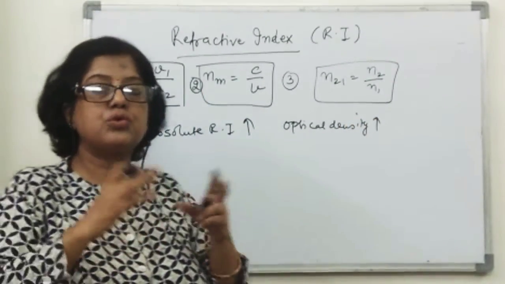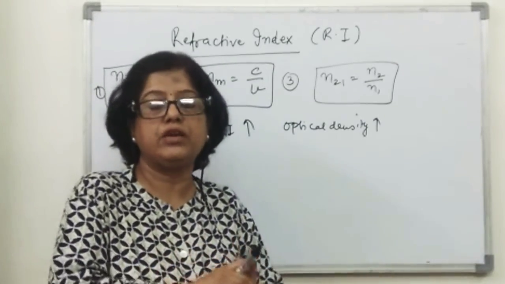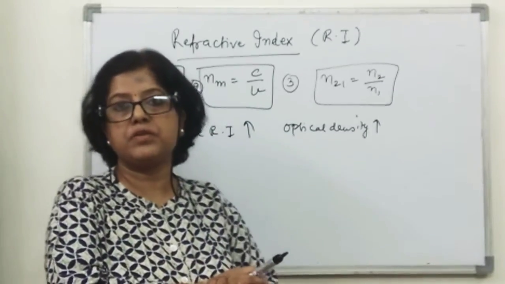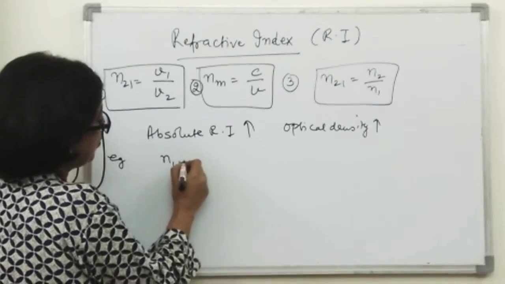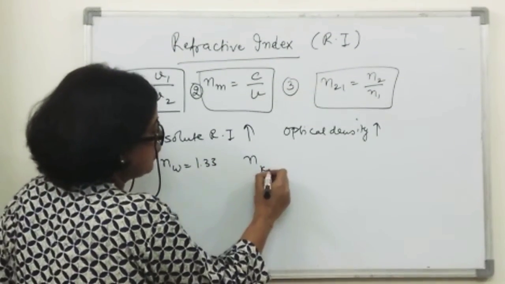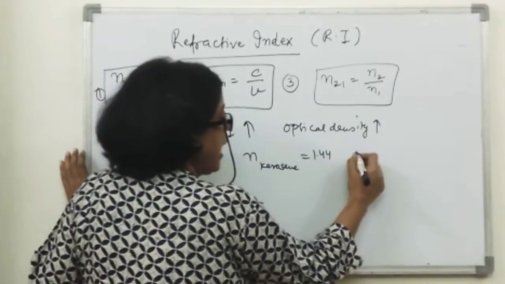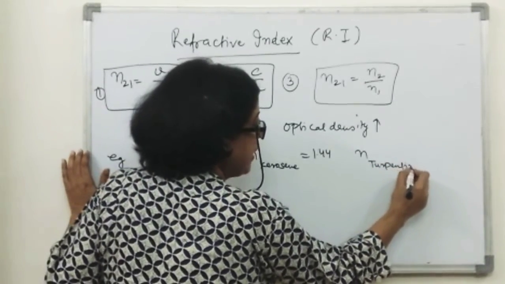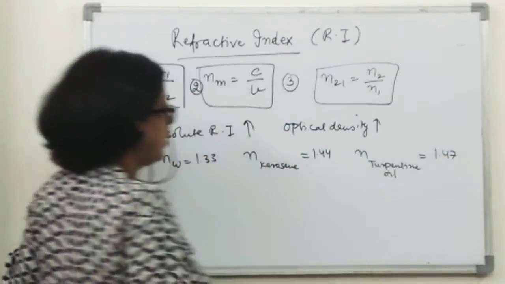So, if I give you two or three media and you are asked to compare their optical density by looking at the value of refractive index, the more the value of the refractive index, the more is the optical density of the medium. For example, the absolute refractive index of water is 1.33. The absolute refractive index of kerosene is 1.44. The absolute refractive index of turpentine oil, these are given in your book, is 1.47.